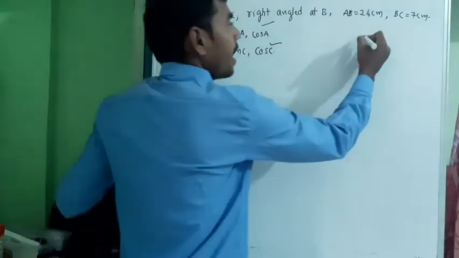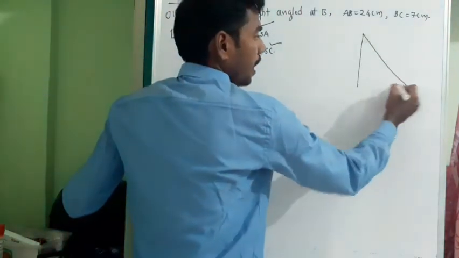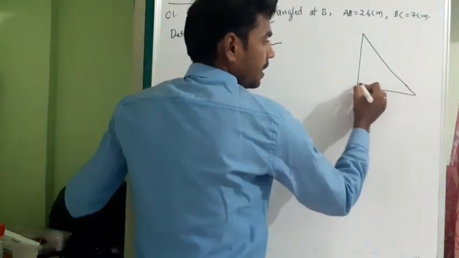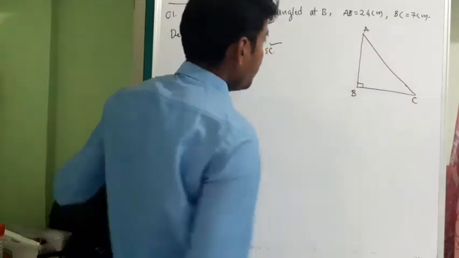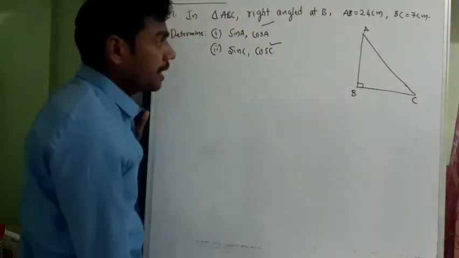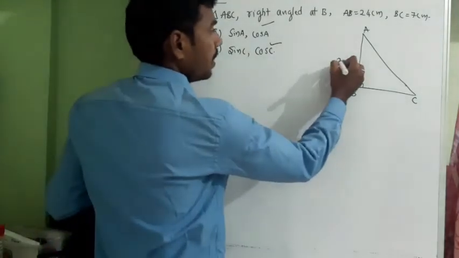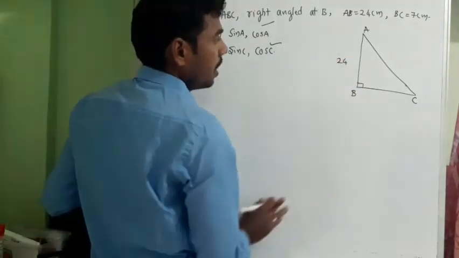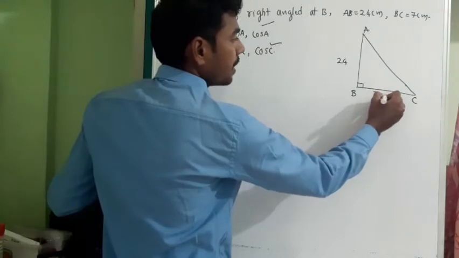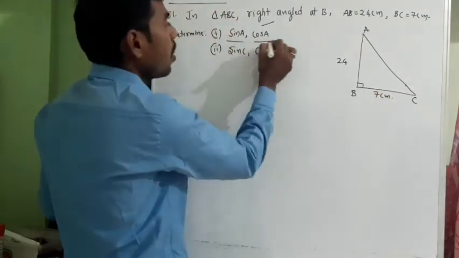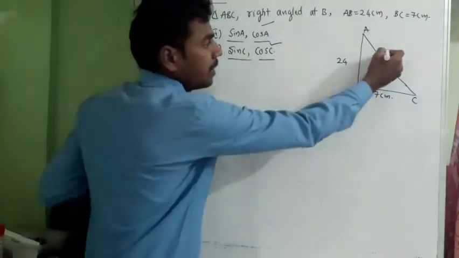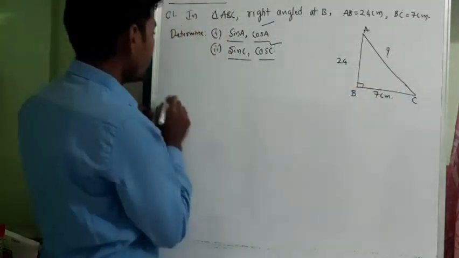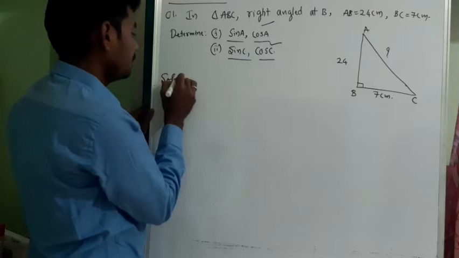See, there is a right angle triangle ABC. It is right angled at B and this is AC. They have given AB is equal to 24 centimeter, and BC is equal to 7 centimeter. We need to find sin A, cos A, sin C, cos C. Before that, we need to know the hypotenuse. So to find the hypotenuse, solution.